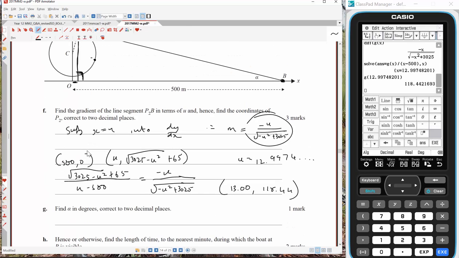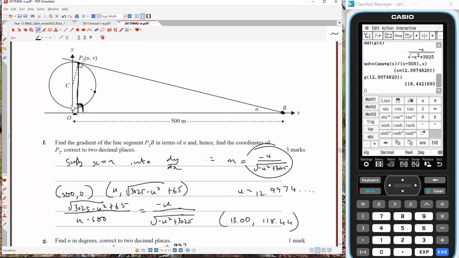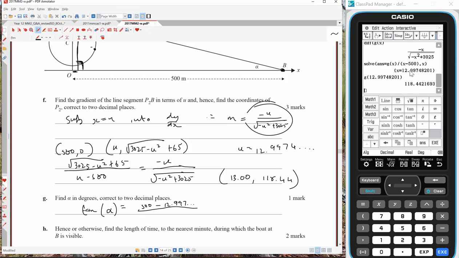Okay, so what we'll do is we'll go, it's going to be opposite over adjacent. So it's going to be tan alpha equals 500 take away 12.997, so 12.997 dot dot dot, all over this value here, which is going to be 118.44 dot dot dot. Okay, so alpha equals, so via inverse tan again, and we're still in degrees, we're going to go 500 take away this over whatever's in the ANS slot.